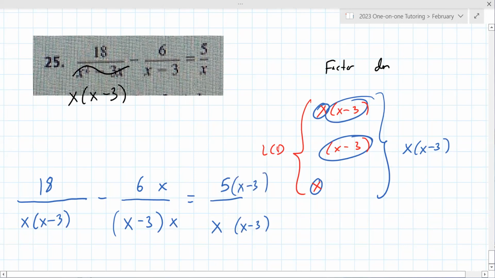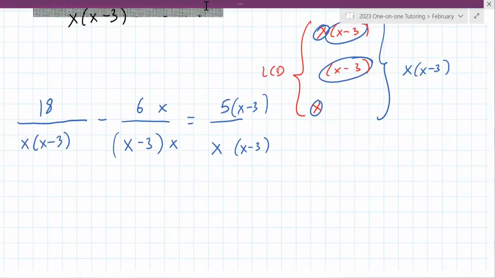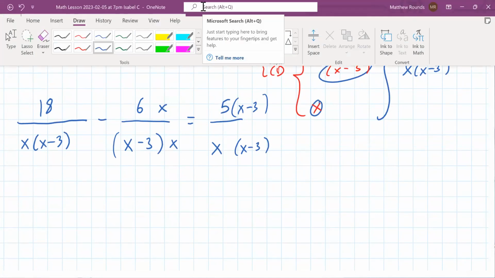Okay. So why don't you take it from here? Do as much as you can to work this out and let me know what you come up with.